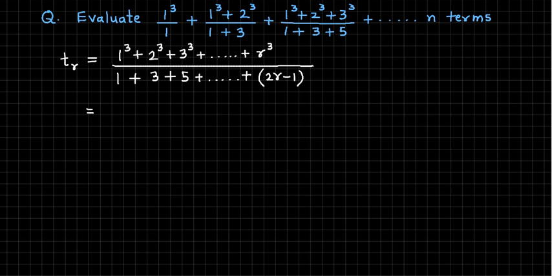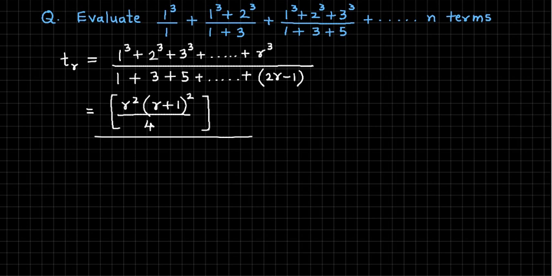Now simplifying this, if you observe the numerator, it is a sum of cubes of first r natural numbers, for which we have the formula as (r(r+1))² divided by 4, right? Divided by, now if you look at the denominator, it is nothing but a simple arithmetic progression with the starting term as 1 and the common difference as 2.